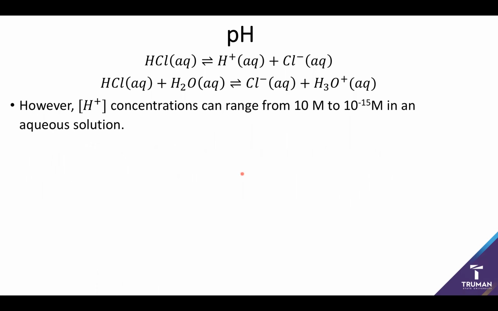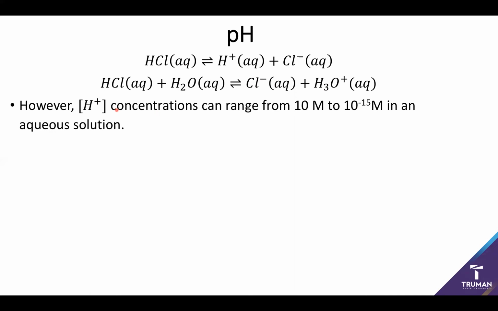Let's say I have something like HCl releasing protons freely into the environment. Well, it turns out that these proton concentrations can very easily go anywhere from 10 molar if I've got 10 molar HCl, which completely falls apart, to anywhere down to 10 to the negative 15 molar if I've got a lot of hydroxide. So we have a very difficult time trying to describe a solution that can vary over 16 orders of magnitude. That's a lot of magnitude.